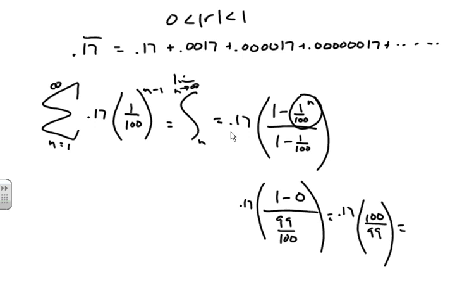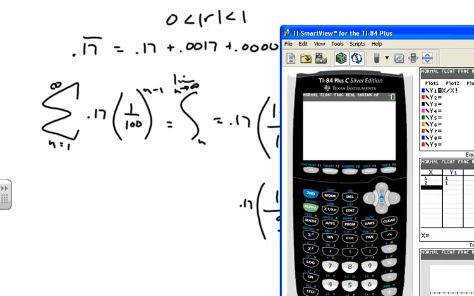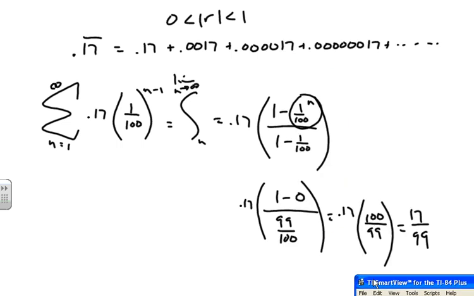0.17 multiplied by 100, we get, well, actually, 17 over 99. Just to verify that that works out, we can put in 17 divided by 99 on the calculator. Press enter, make sure it's in decimal form, and there we go, the decimal representation: 0.171717 repeating, and that's our answer. Cool.